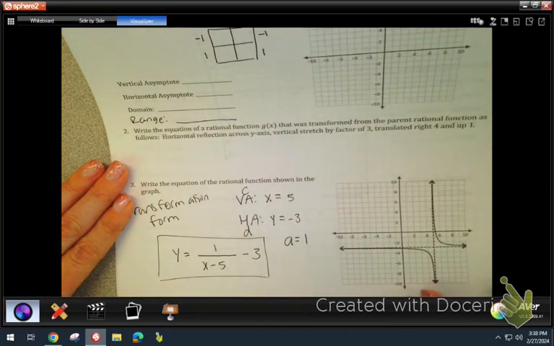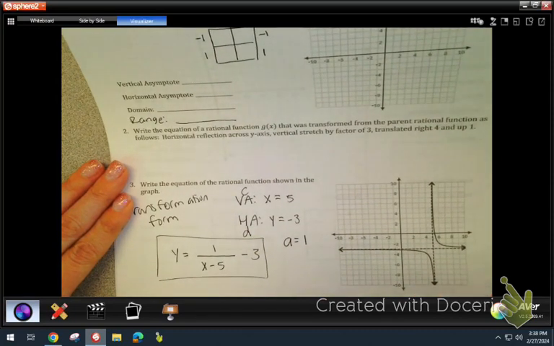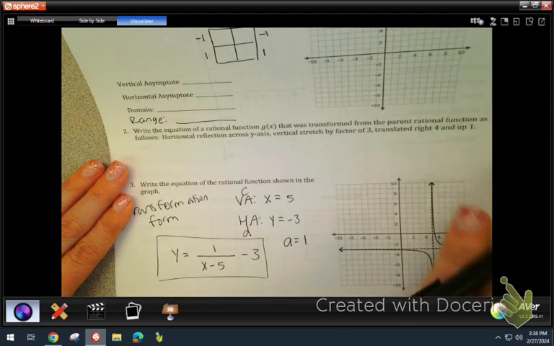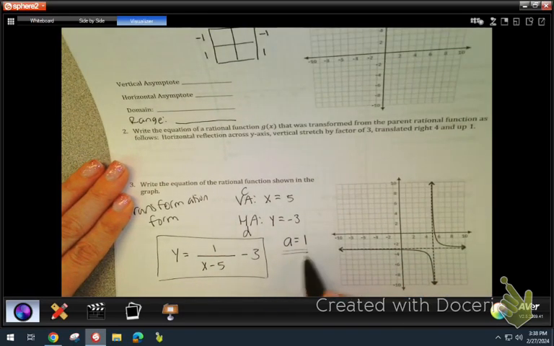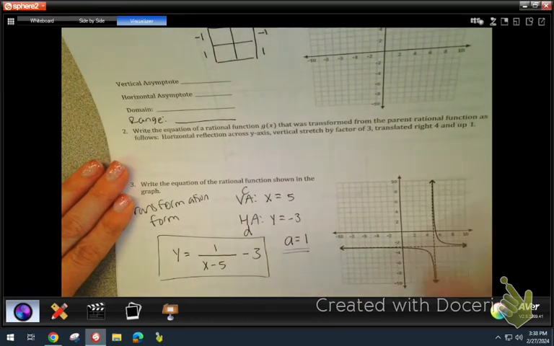We didn't do a lot of this, so I wouldn't stress too much about it, but it is possible to write in that form. And if you would like to know how to find the A other than me telling you what it is, come talk to me after the test.